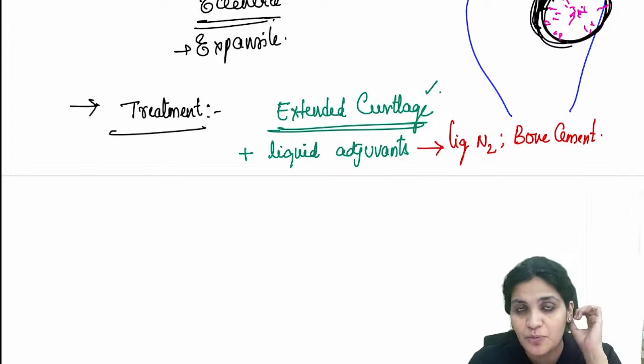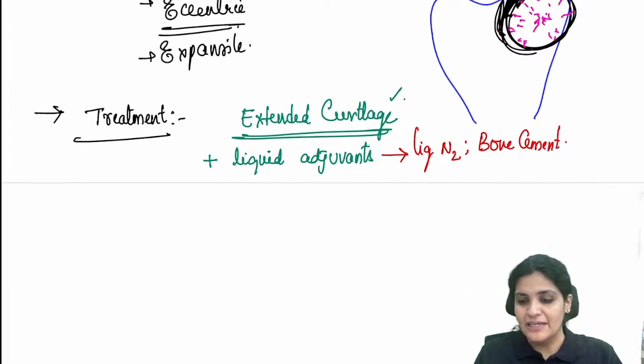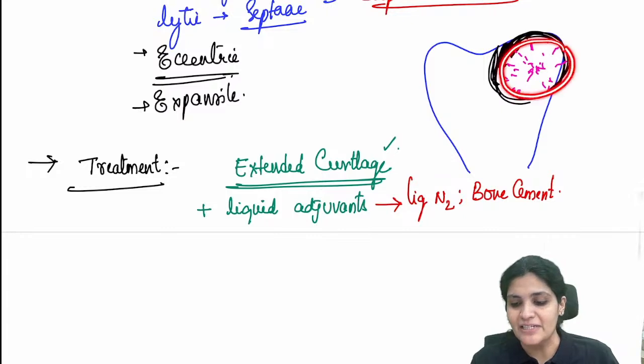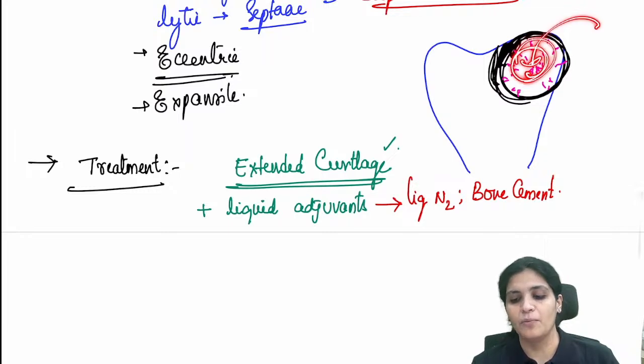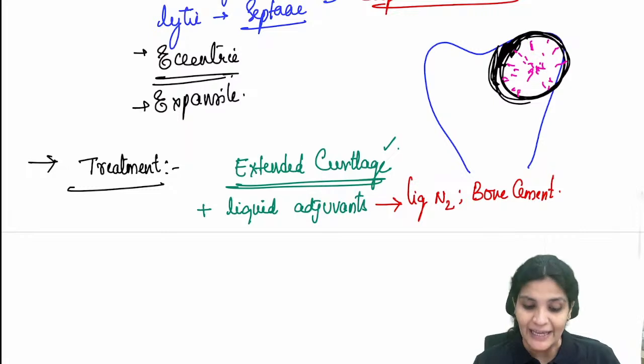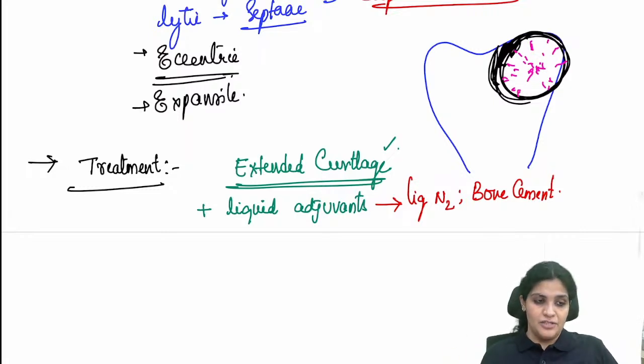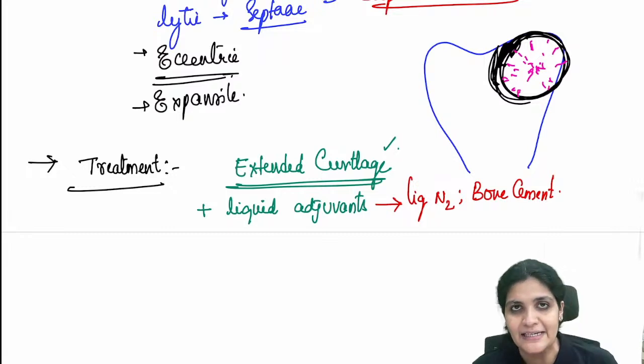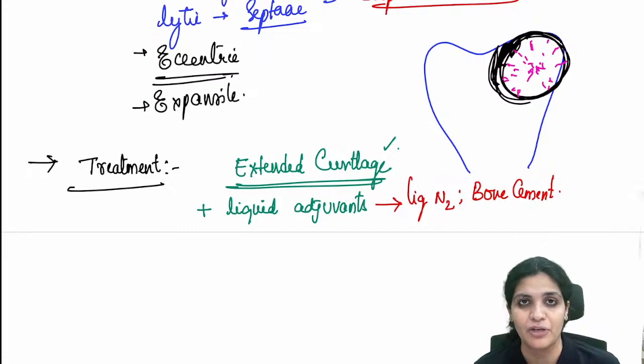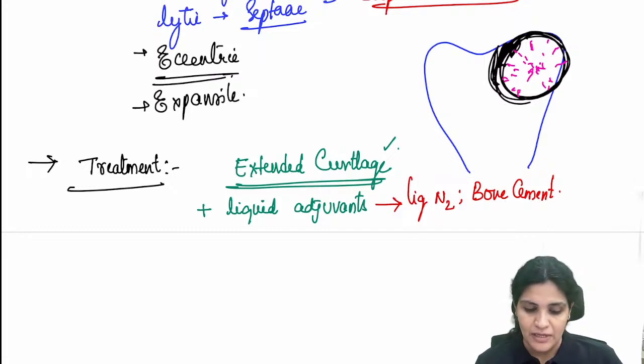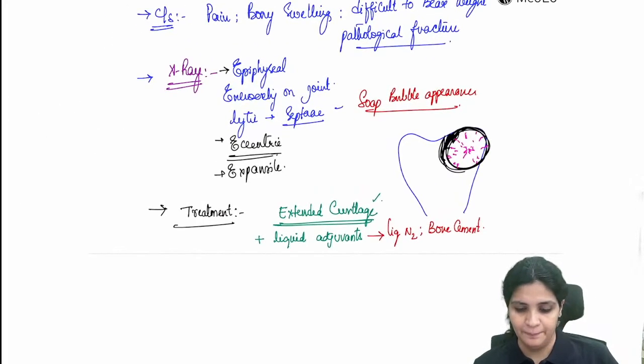What do you mean by extended curettage? So this is the cavity I've told you, right? We open this cavity, then we curette all the particles in it. After curetting all the particles, we put liquid into it. So the liquid nitrogen or bone cement will create heat, and now the bone cells will die, and this will prevent the recurrence. So we are very much worried about the recurrence. So that is why the treatment for this is extended curettage. This is very, very important. So that is about your giant cell tumor.